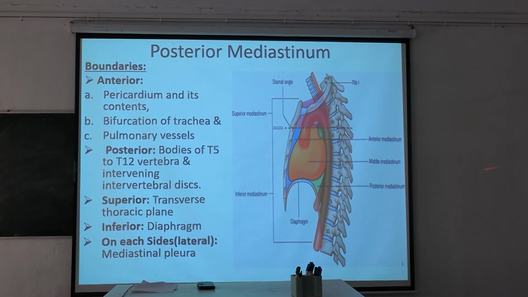Posterior boundary is formed by bodies of T5 to T12 vertebra and intervening intervertebral disc. Superior boundary by transverse thoracic plane and inferior boundary by the diaphragm, and on each side laterally there is mediastinal pleura. So this is the boundary of the posterior mediastinum.